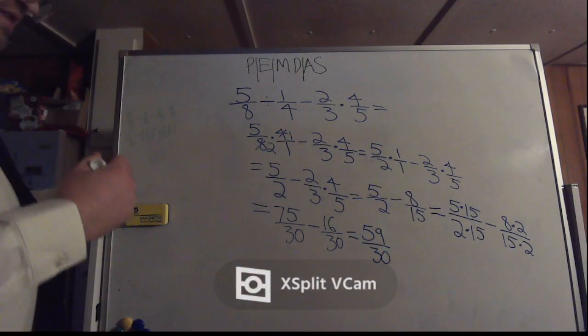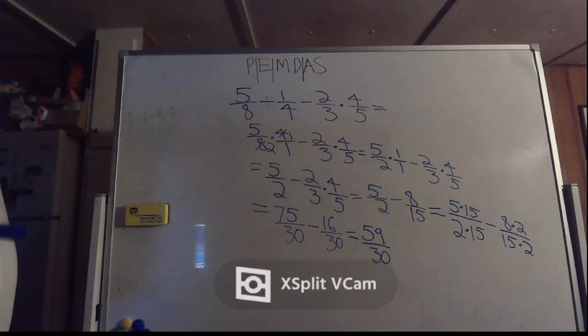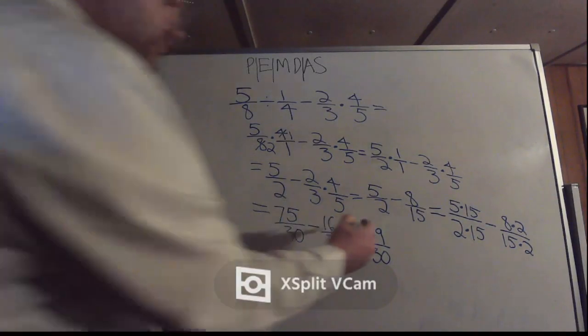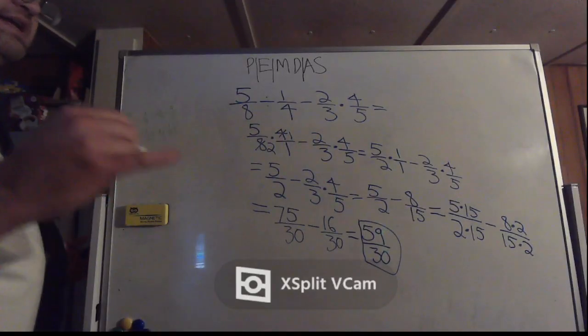Well, 59 and 30 don't have any common factors. In some classes, you could leave your answer as an improper fraction, and that would work. So I will go ahead and put a box around that. But if your teacher wants it as a mixed number, here's what you're going to have to do. You're going to have to take the 59 divided by 30, figure out how many times 30 goes into 59.